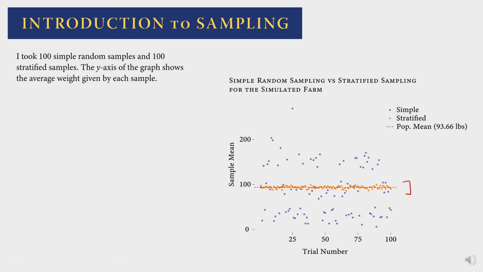The simple random sample means are also pretty evenly dispersed above and below the population mean, but there's a much greater range of values. Some of these really low ones look like they're around 10, and the highest average appears to be close to 300. This graph is showing us that as an estimate for the population mean, the stratified sample mean has lower variance. It is the more precise estimator.